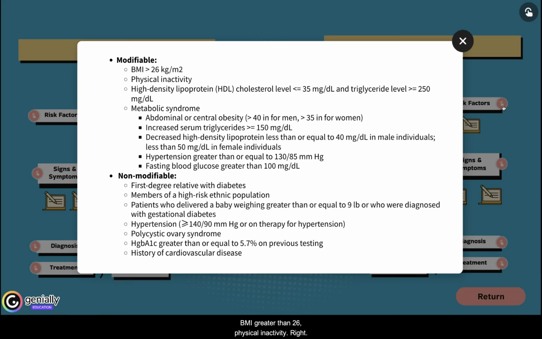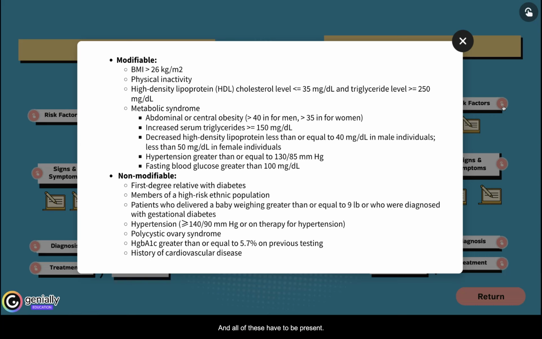BMI greater than 26, physical inactivity, right? Low HDLs, higher triglyceride levels, high cholesterol levels in general, then metabolic syndrome. What is metabolic syndrome? Metabolic syndrome is abdominal or central obesity, a waist circumference of greater than 40 inches for men and greater than 35 for women.